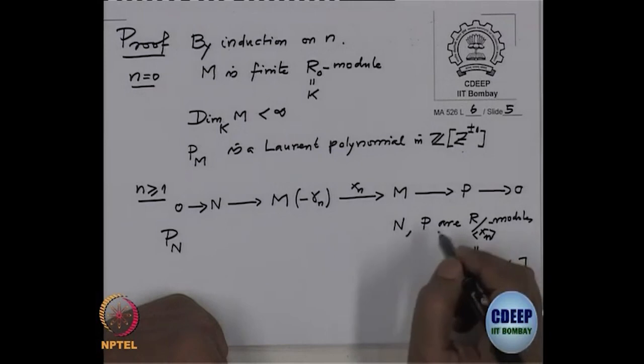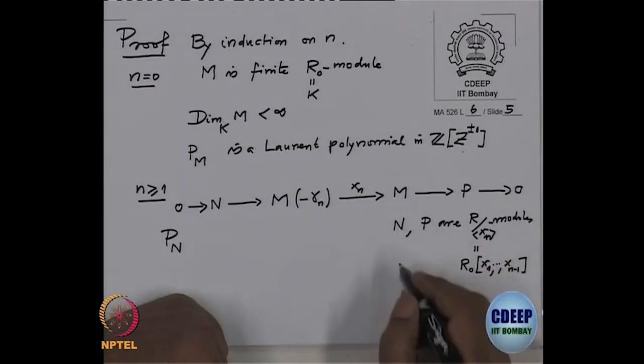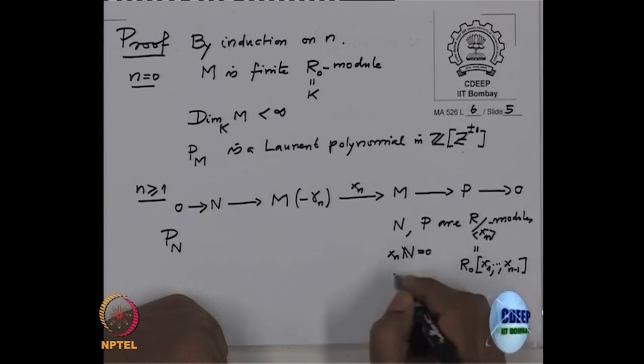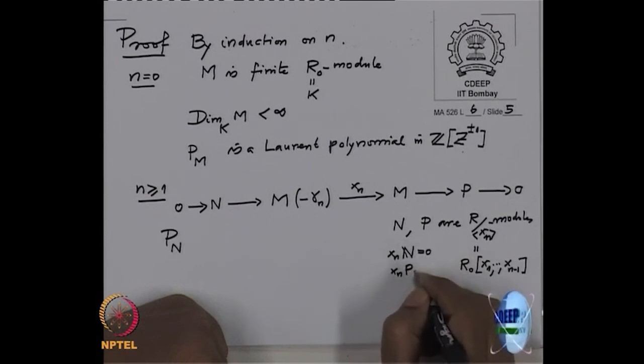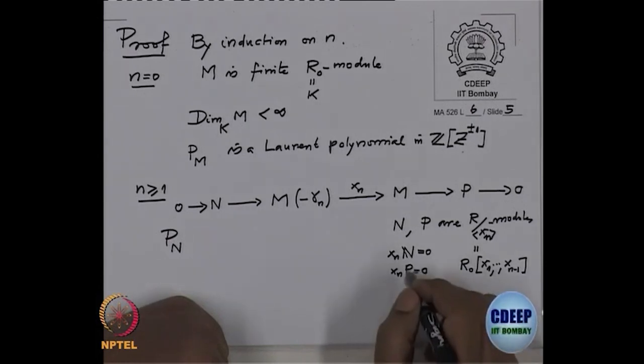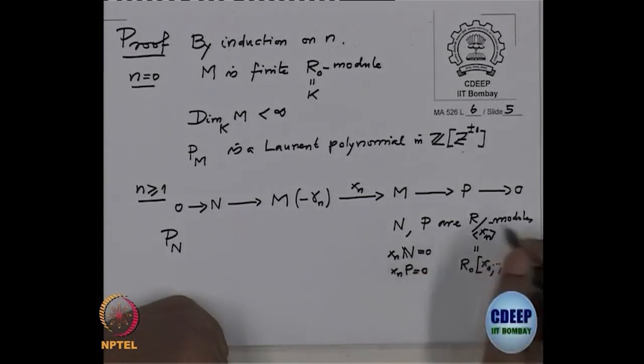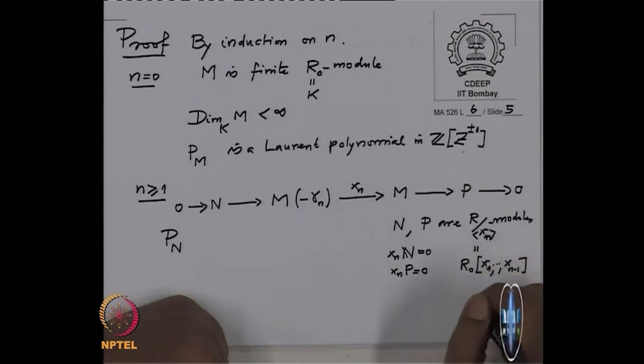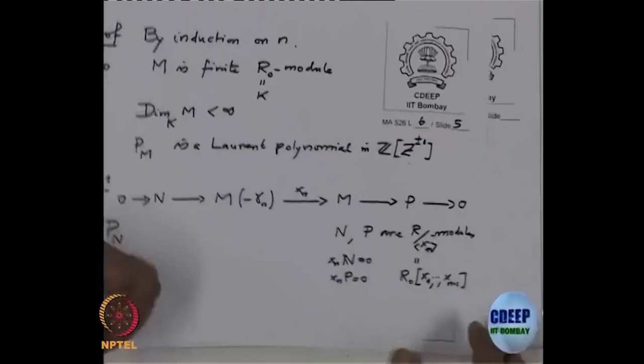And these N and P both are annihilated by xn. xn times N is 0, and also xn times P is 0. So, because they are annihilated by xn, both of them can be thought of as R modulo the ideal generated by xn modules, where we have now cut down the number of R0 algebra generators. So, by induction hypothesis, the Poincare series of N and the Poincare series of P are of the required form.